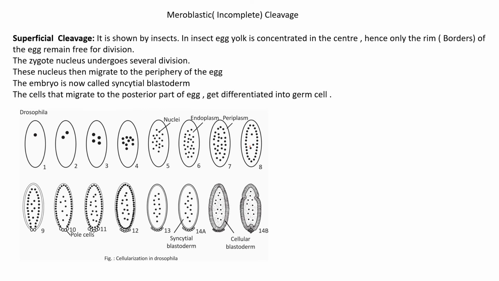In meroblastic cleavage, another pattern is the superficial. Here you can see the egg of an insect, and a centrally located nucleus is there. The nucleus will start to divide a number of times, but the cytoplasm is not dividing. So in a common cytoplasm or common yolk, you will find many nuclei. Later on, the nuclei will arrange themselves on the periphery of the egg, and then the cytoplasm will start to divide to form numerous cells around this periphery. It will result in this kind of structure. This is called superficial cleavage.